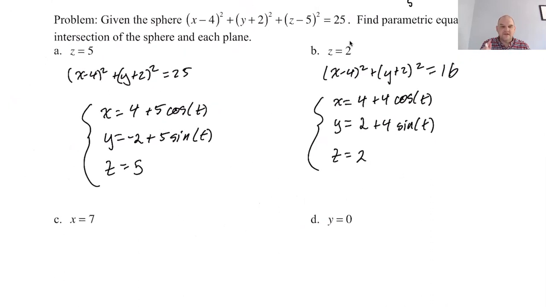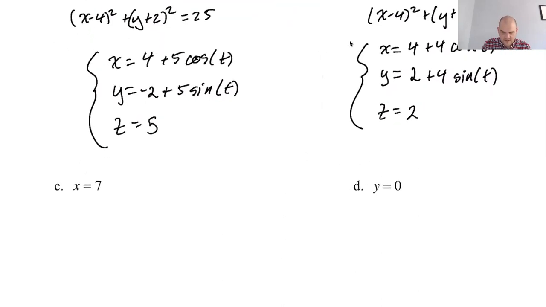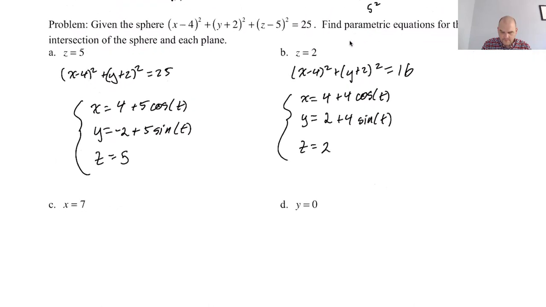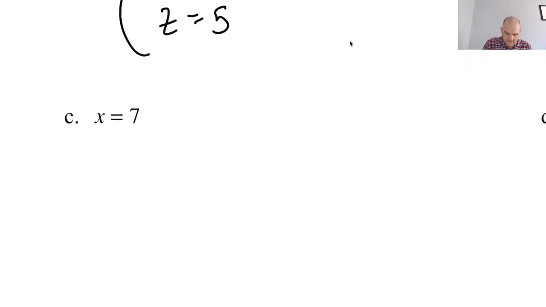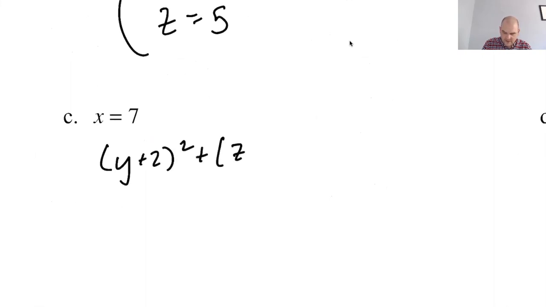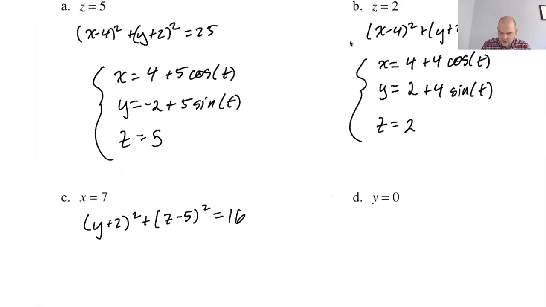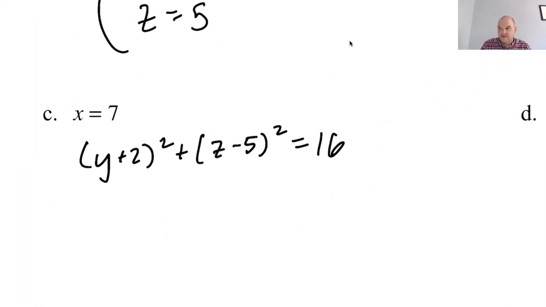All right, if I plug in 7 for x, I get 7 minus 4 is 3, squared, I get 9. Subtract it, so I get 16 on the other side. So I'm going to say that I get (y plus 2) squared plus (z minus 5) squared equals, I kind of forget everything that I said. I think it was 16. Yeah, definitely. Let me just check and see if that's right. I believe that is correct.